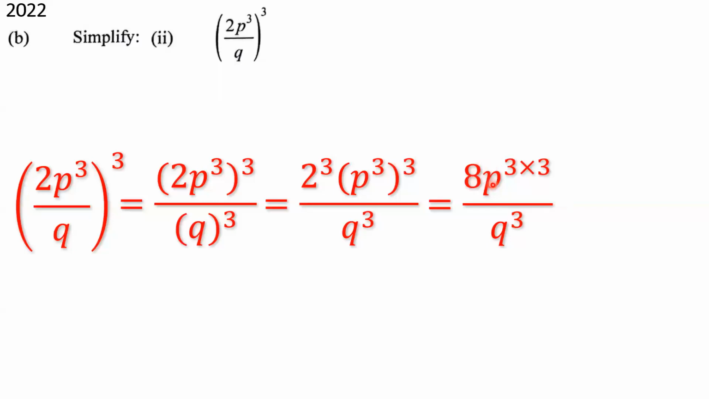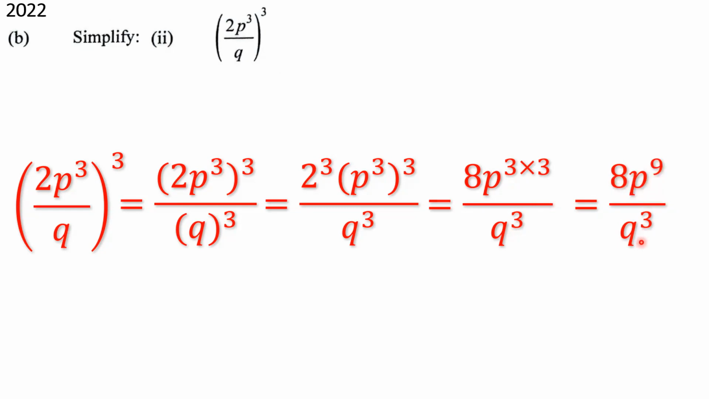So we have 8p, right? And p is raised to the power of 3 times 3. And then we have q to the third power, which we just write down again. And 3 times 3 is definitely 9. So we have 8p to the power of 9, all divided by q to the third power.